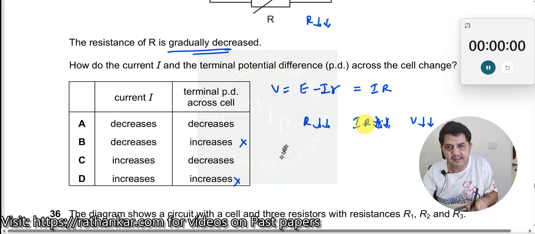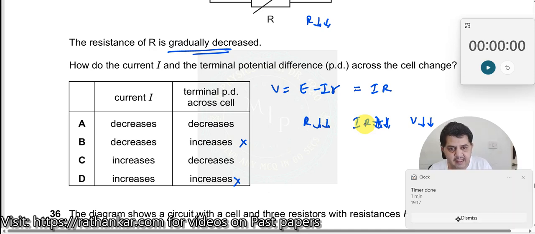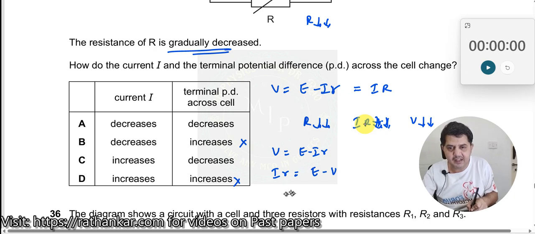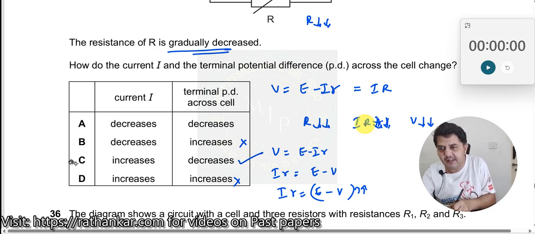Now if V decreases, then what will happen? You have V equal to E minus Ir, so Ir should be equal to E minus V. We want to get the value of current I. See, this small r will not reduce. So if V reduces, what will happen to E minus V? E minus V will increase. So Ir equal to E minus V will increase. Since r cannot change, your I should increase, right? So therefore, V should be decreasing and I should be increasing. Answer is C over here.